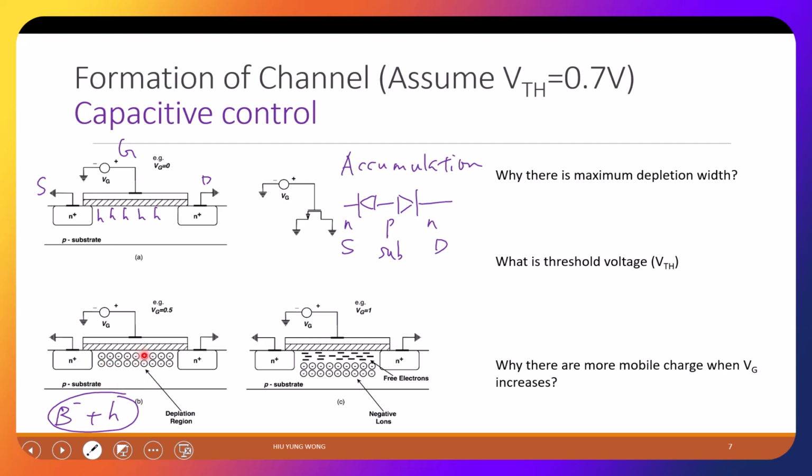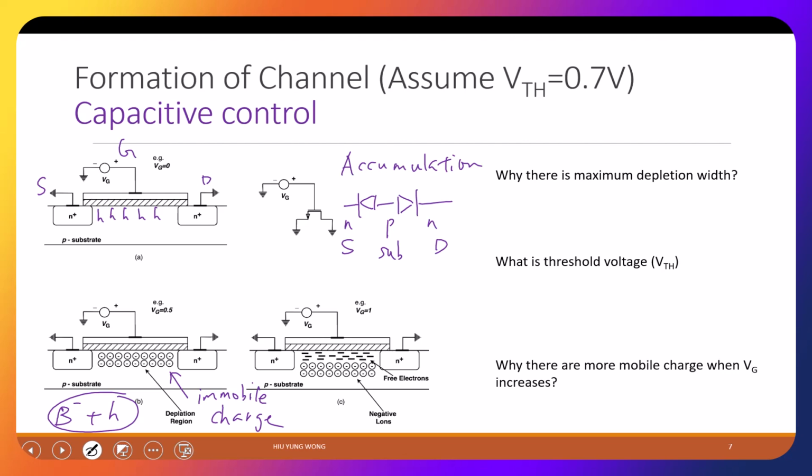Now, when you do a positive bias, you repel the hole away. As a result, you have this acceptor, which are ionized, left in this region. The main point is that these are immobile charge. Because they are the atom, you cannot move the atom in a crystal.